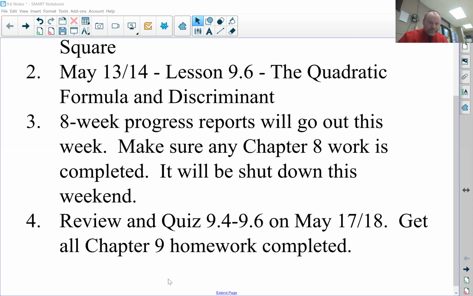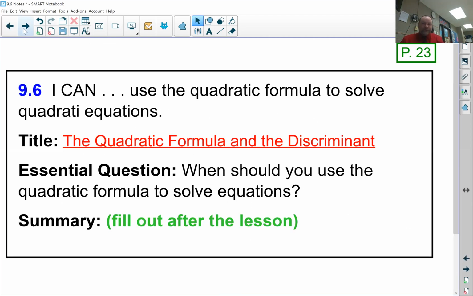All right. So let's go on to our notes for the day. All right. So again, this is in our yellow packet, last day of the yellow packet, starting on page 23. So this is another method for solving quadratic equations.